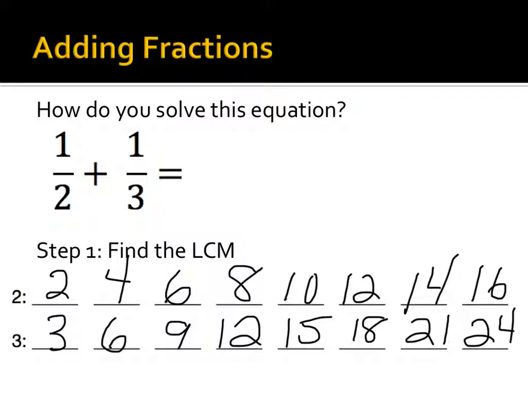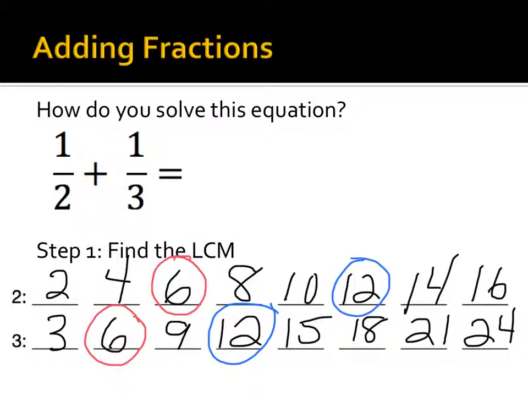If we go through 2, 4, 6, let's stop at 6. Let's circle that because we know that for the multiples of 2 and 3, 6 is a common multiple. Let's see if there's anything else. We know that 12 is a common multiple. Do we see anything else listed here? No, we don't. So what we need to do is find the smallest number that both 2 and 3 have in common, and we know that number is 6.